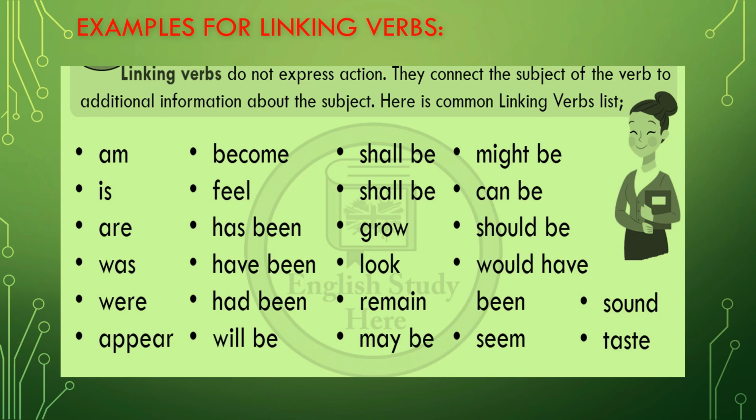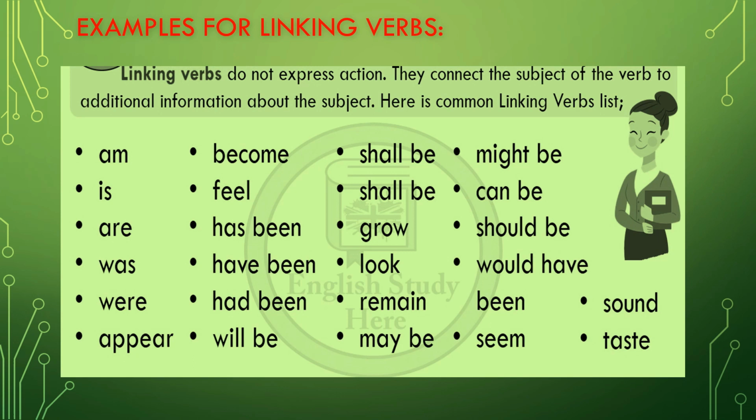They do not express any action. Appear is not showing an action. Become is not showing an action. Feel is not showing an action. They connect the subject of the verb to additional information about the subject. Feel is giving additional information about the subject.